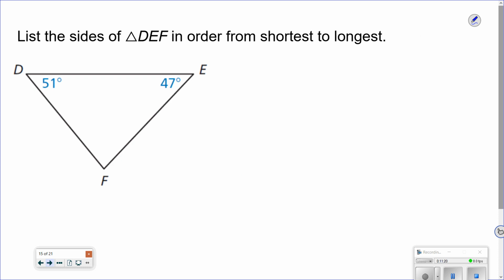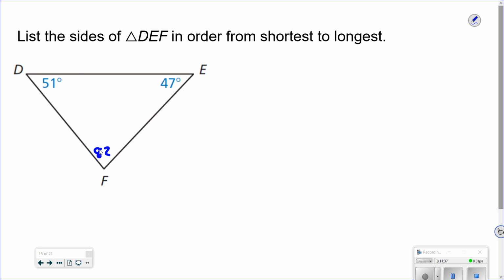You guys do this problem real quick, and then we'll talk about it together. So if we're listing these from smallest to largest, we need to find this last angle. So 51 plus 47 is what, 98? Subtract that from 180, this would be 82.